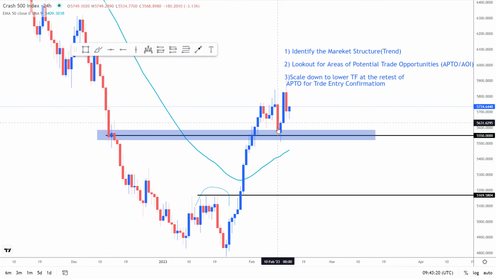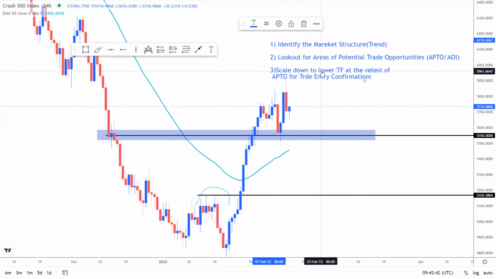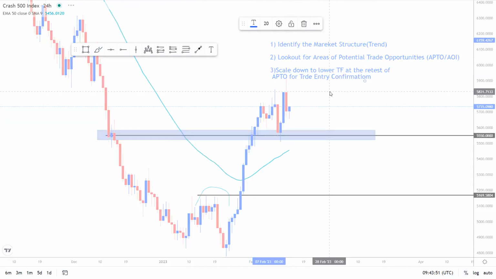And then we have ourselves a nice daily rejection candlestick close at the retest of this key level, signifying that price is most likely going to continue heading back to the upside. And this takes us down now to scaling down to the lower time frames to look out for entry confirmations for long. And that we had from the 1 hourly time frame.